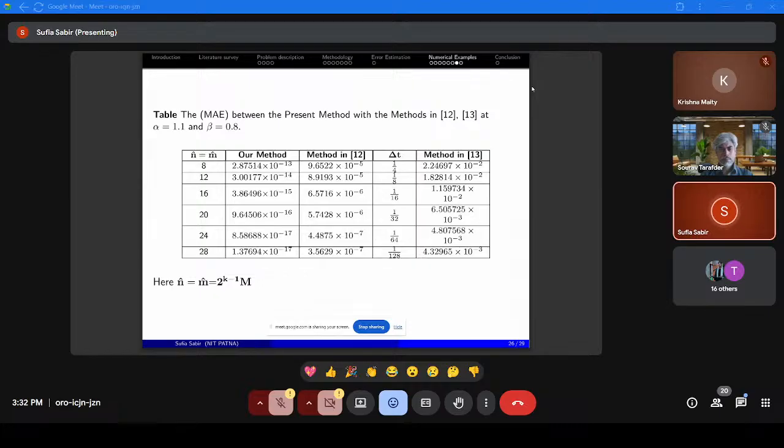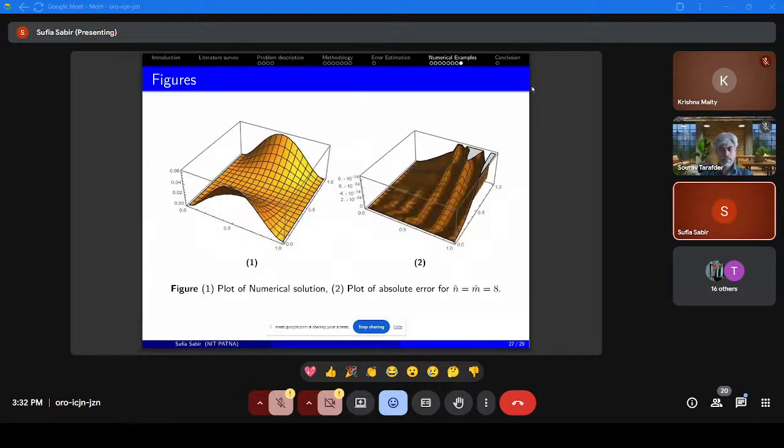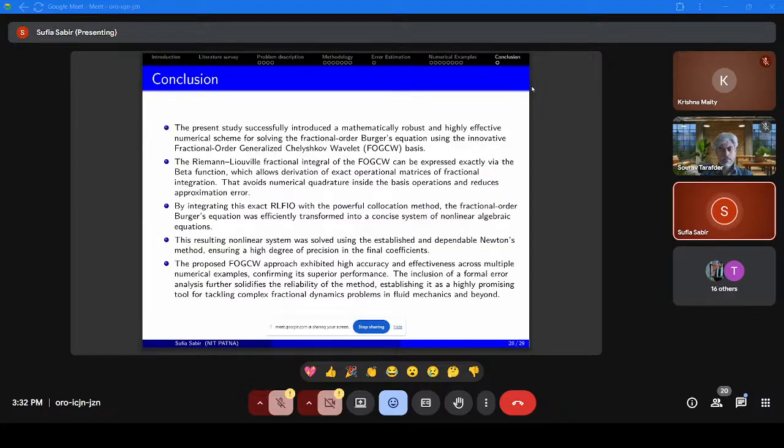compared our proposed approach with the methods of 12 and 13. From this table, we can clearly see that our proposed approach worked very well in comparison to the methods presented in 12 and 13. From the figure, we can also see our numerical plot and our absolute error for n m equal to 8. So these are the conclusions. We have concluded in this slide.